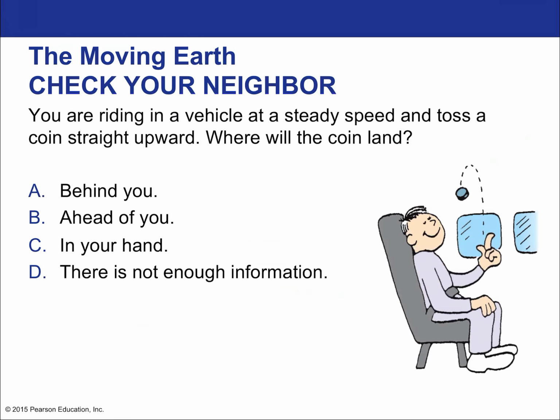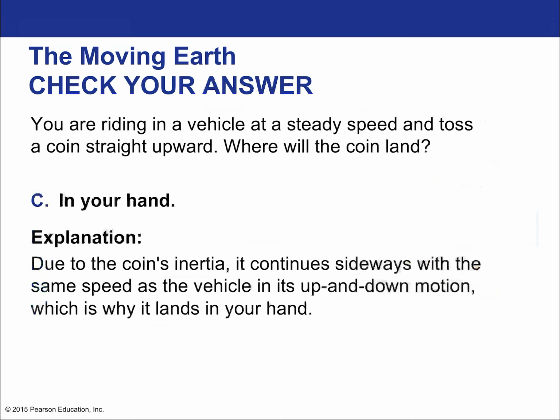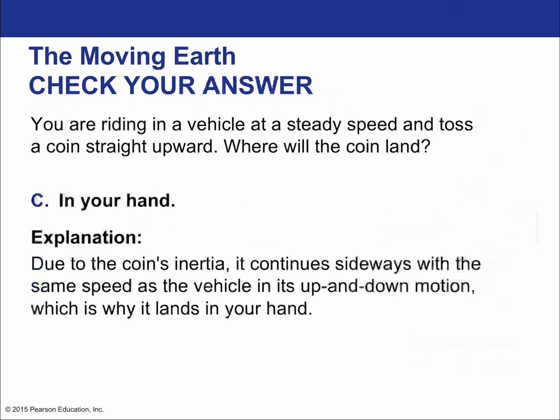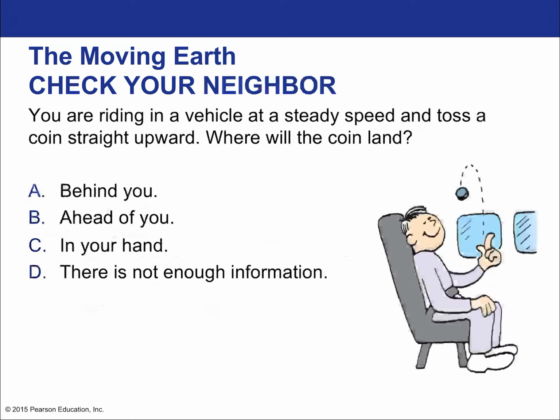Here's an example of not someone jumping, but an object being thrown in a train. You're riding in a vehicle at a steady speed and toss a coin straight upwards. Where will the coin land? Okay, make sure you feel confident about your answer. Pause the video if you need to. In your hand. It doesn't land behind you or in front of you. Now, if the train was accelerating, if it was braking or speeding up, well, that's a different story. But if the train is moving at constant speed, it will land right in your hand.